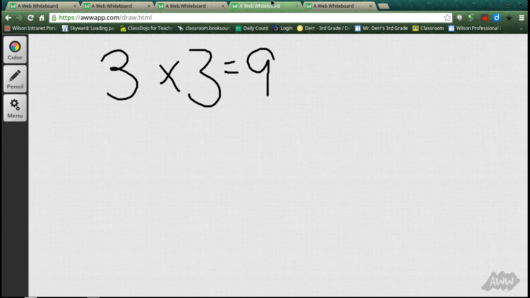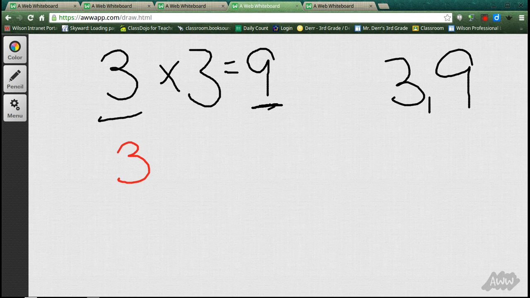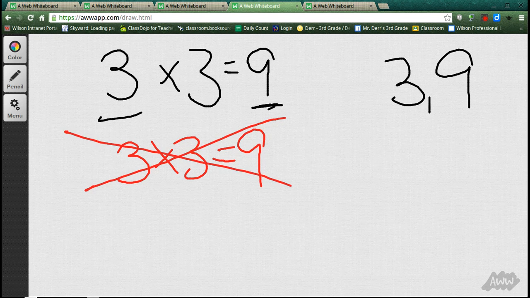But when we take a look at this problem, we have 3 times 3 equals 9. Well, what are the numbers that I'm using to make my fact family here? We take a look and we see a 3, and I see 3 again, but my other number is 9. So we only have 3 and 9 for our fact family. Think about it. If I were to do the other multiplication problem, 3 times 3 equals 9, well, that's the same problem. I wouldn't have to write it a second time.